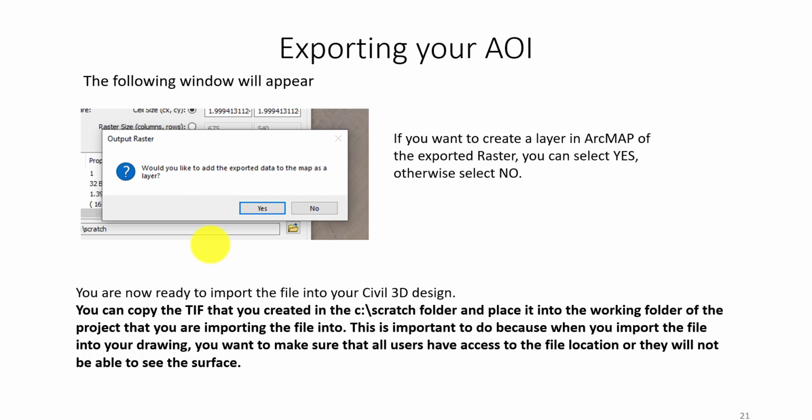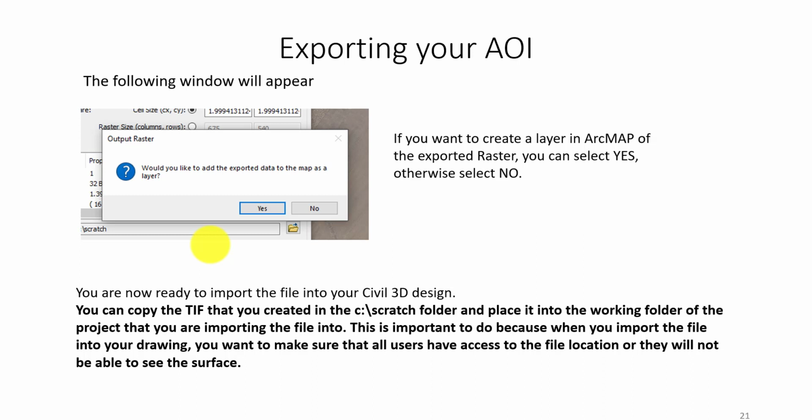Then the following window will appear: would you like to add the exported data to the map as a layer? You can do that if you want to. It's just a layer in your map that you can add later to another map that you want to open up, but that's up to you. I always select no. Now you're ready to import the file into your Civil 3D design.